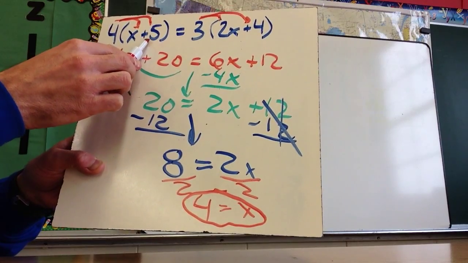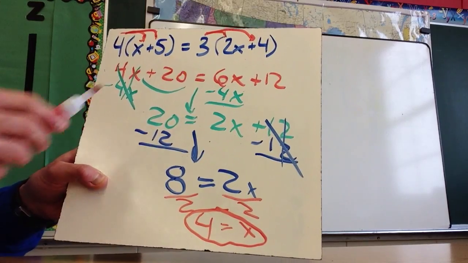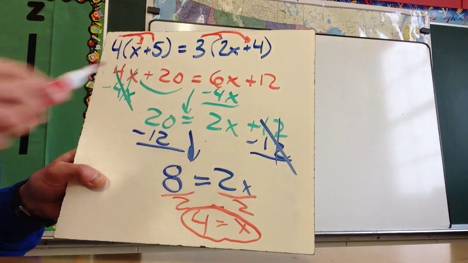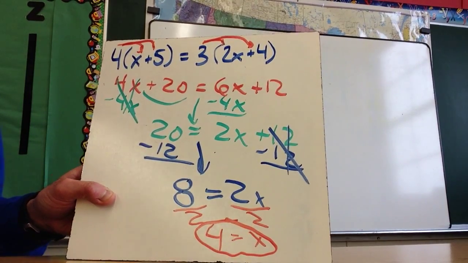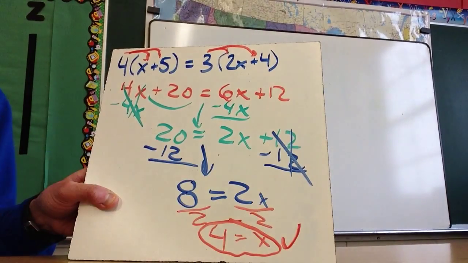4 plus 5 is 9. 9 times 4 is 36, which means this side would need to equal 36. So I got 4 times 2 is 8. 8 plus 4 is 12. 12 times 3 is also 36. So I know that this answer is definitely correct.